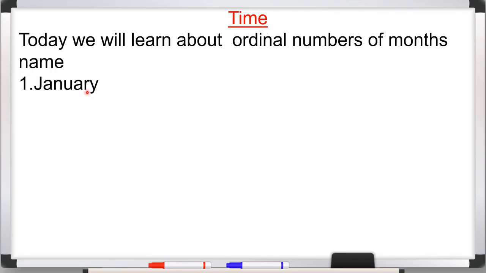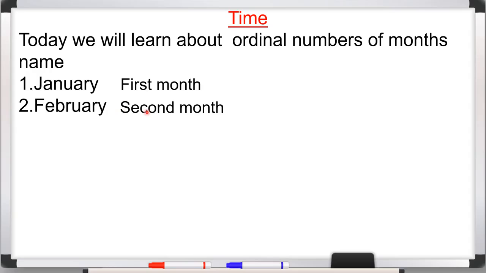January is the first month. First month. January is the first month of a year. Okay. Number 2 is February. February is the second month of the year. Second month.